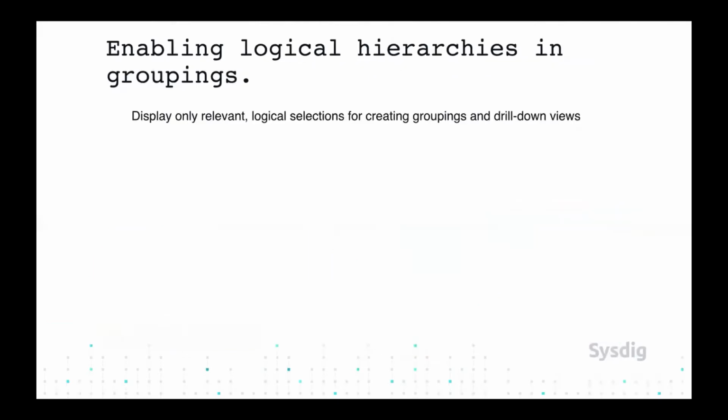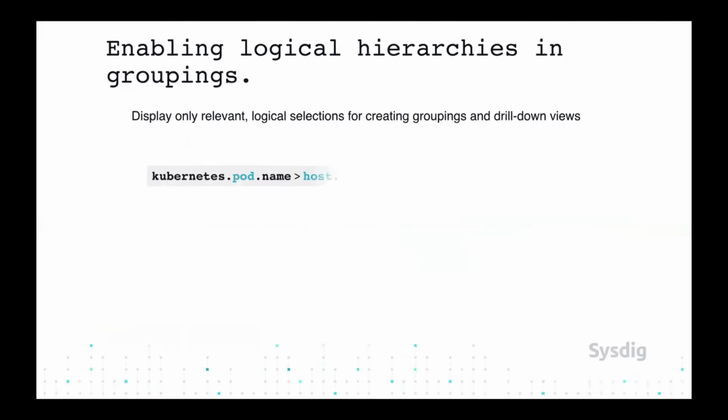First and foremost, enabling logical hierarchies and grouping. Grouping involves a hierarchy, for example hosts and containers. Host name followed by container ID is a hierarchy, and that's a very valid hierarchy. But in our product today, we allow a lot of arbitrary hierarchies, and that leads to inaccurate data.